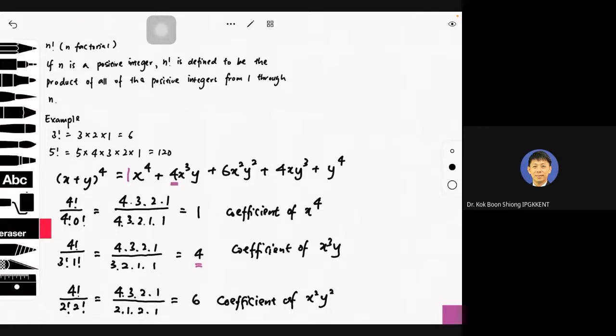The third one is 4 factorial divided by 2 factorial and 2 factorial. So 4 times 3 times 2 times 1 divided by 2 times 2. The coefficient is 6. So this is factorial.